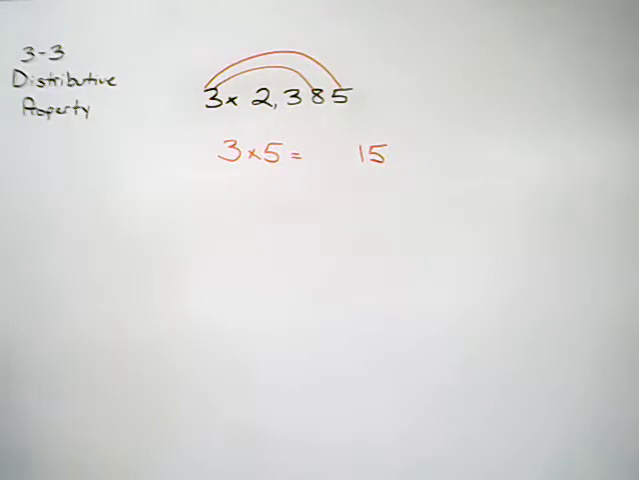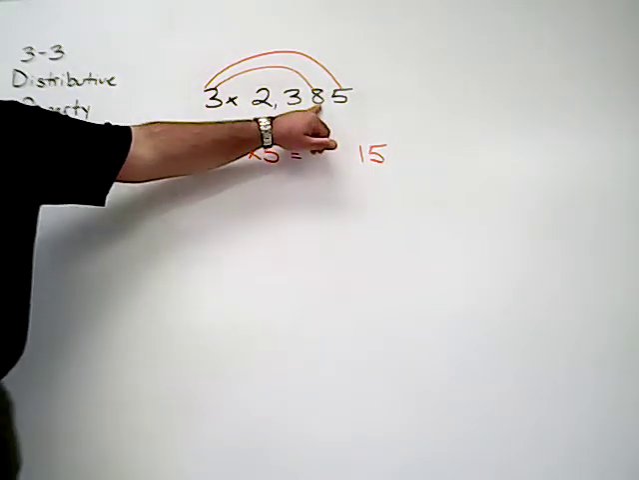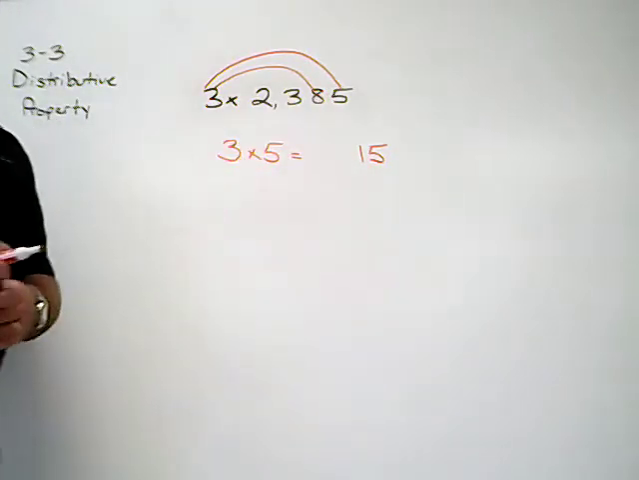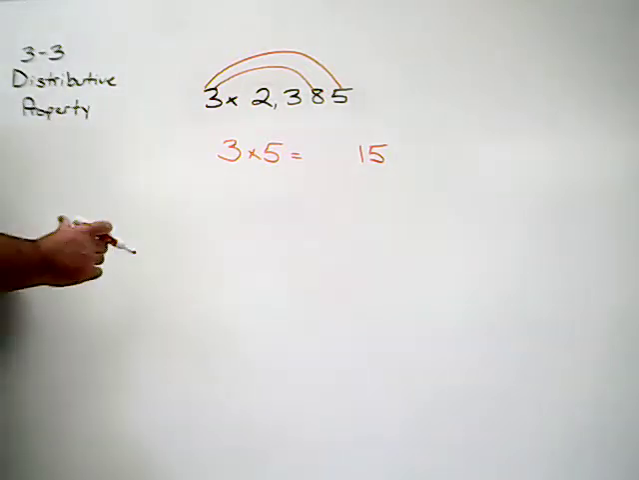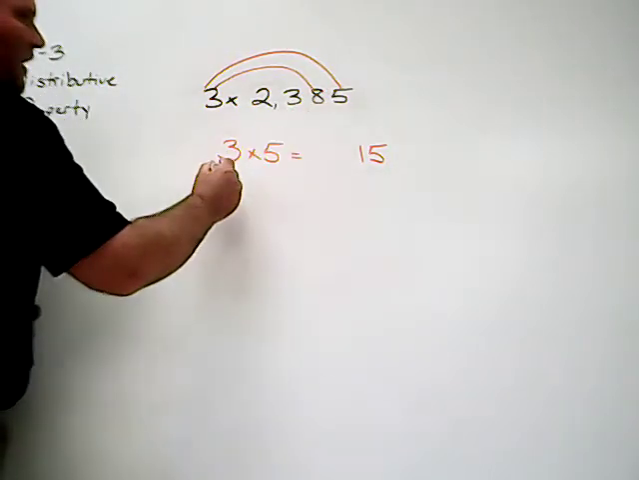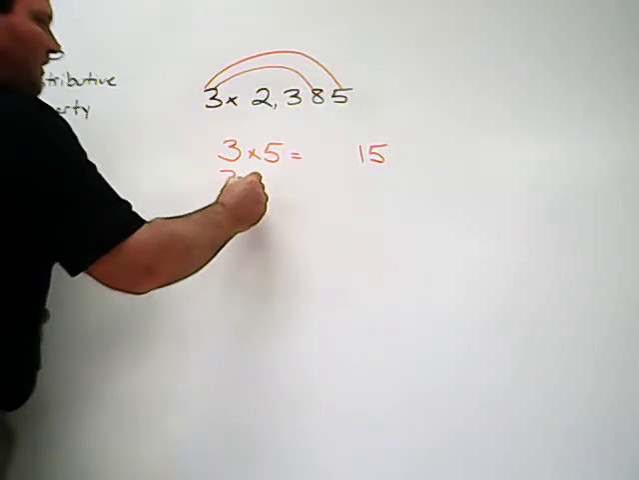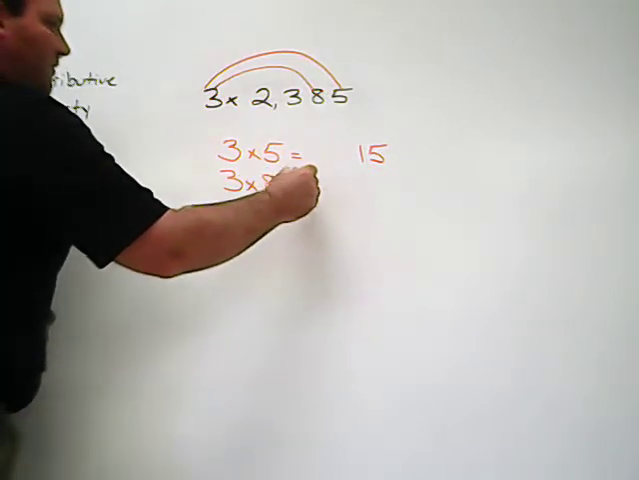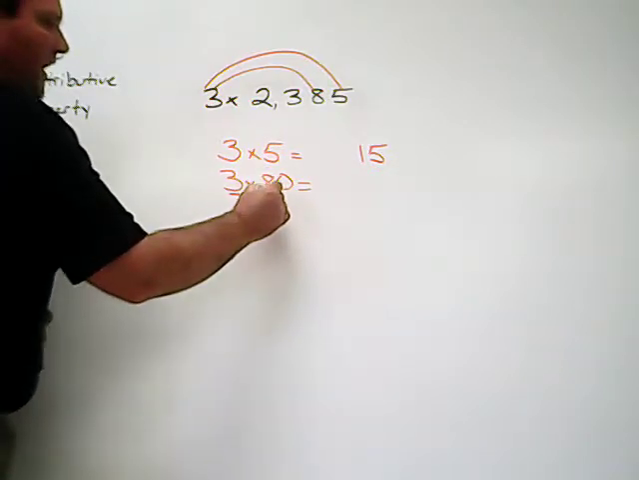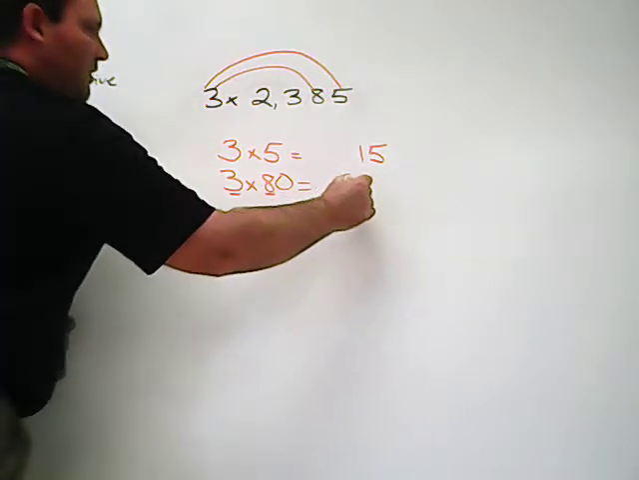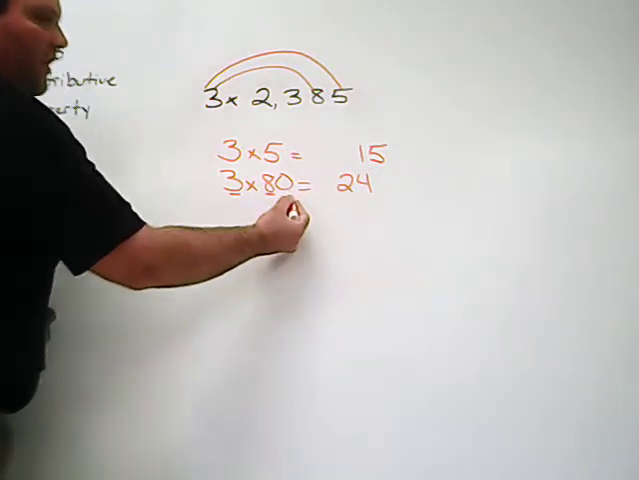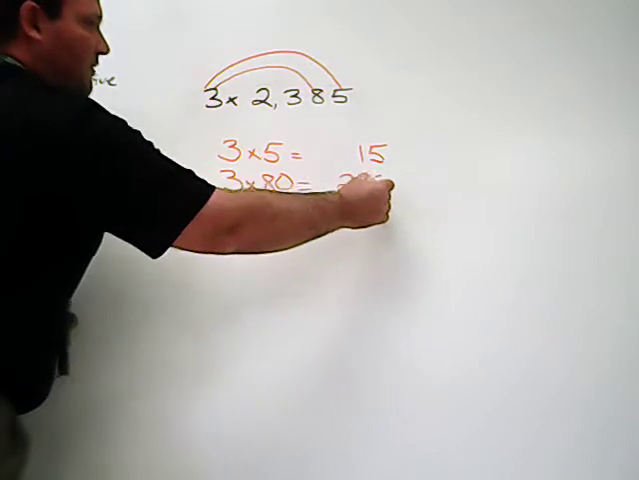But since this does not represent the number 8, it's in the tens place, so it represents the number 80. I'm counting by tens 8 times. So what I have is 3 times 80. I'm going to do the basic fact of 3 times 8. 3 times 8 is 24, and I have 1 zero at the end that I'm going to put at the end of my product.